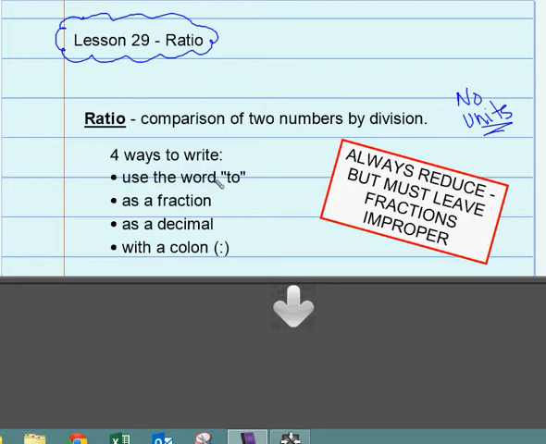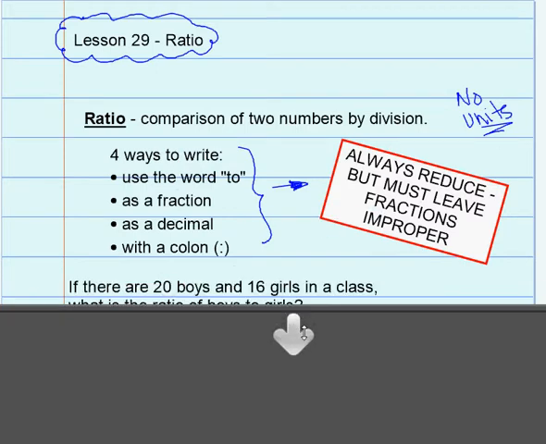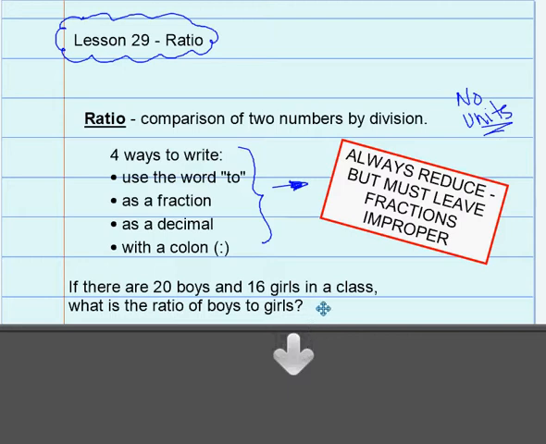There are four ways to write ratios. We can use the word "to," we can write them as a fraction, as a decimal, or with a colon. In any of these, we always reduce them, but we must leave fractions improper. Okay, so even if we use the word "to" or we use a colon, we're going to reduce to simplest form first.